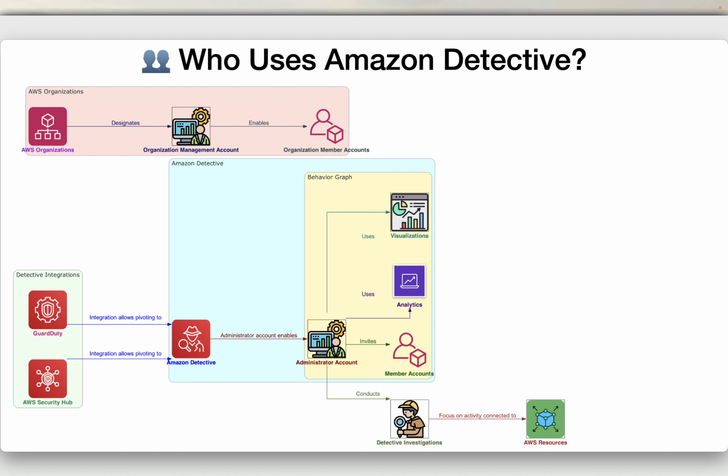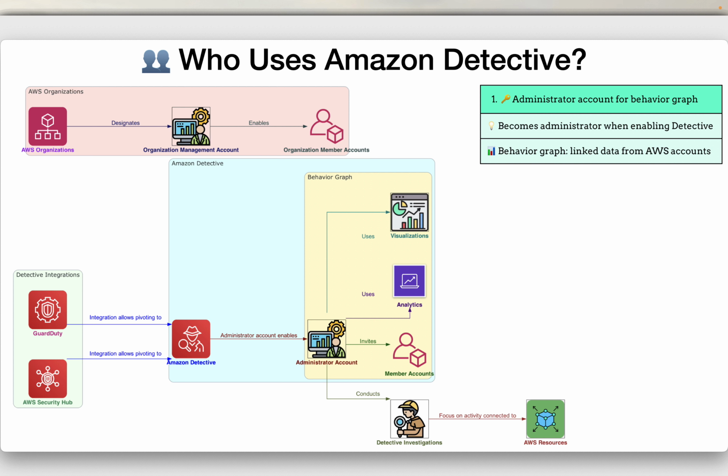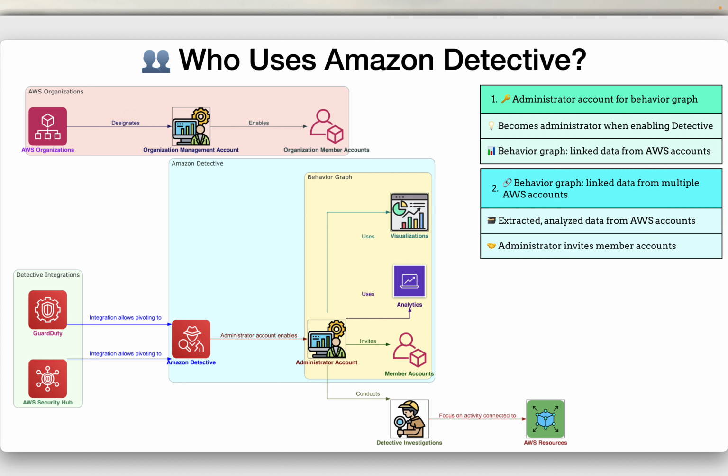Okay, who uses Amazon Detective? So when an account enables Detective, so this is an AWS account, it becomes the administrator account for a behavior graph, which is a linked set of extracted and analyzed data from one or more AWS accounts. So the first account which enables becomes the admin account. The administrator account invites member accounts to contribute their data to the administrator account's behavior graph.